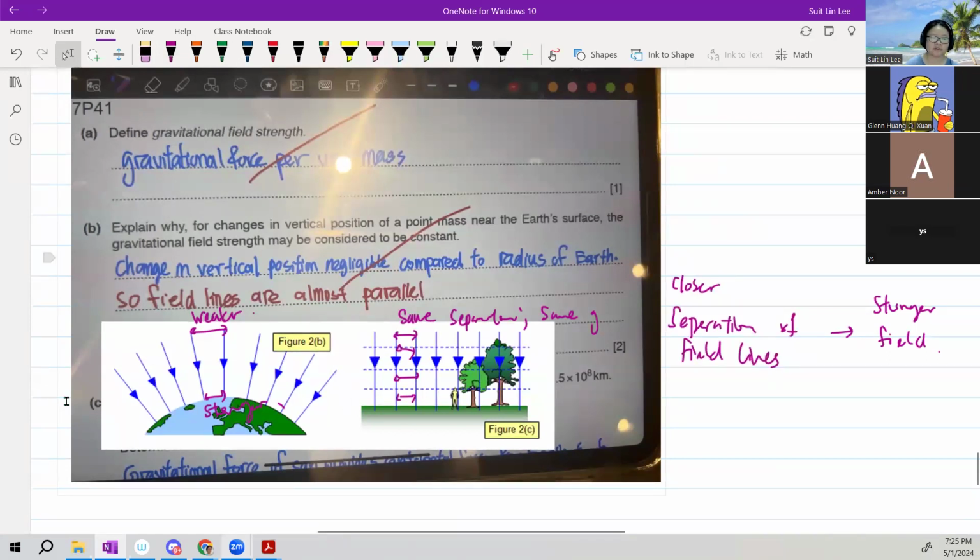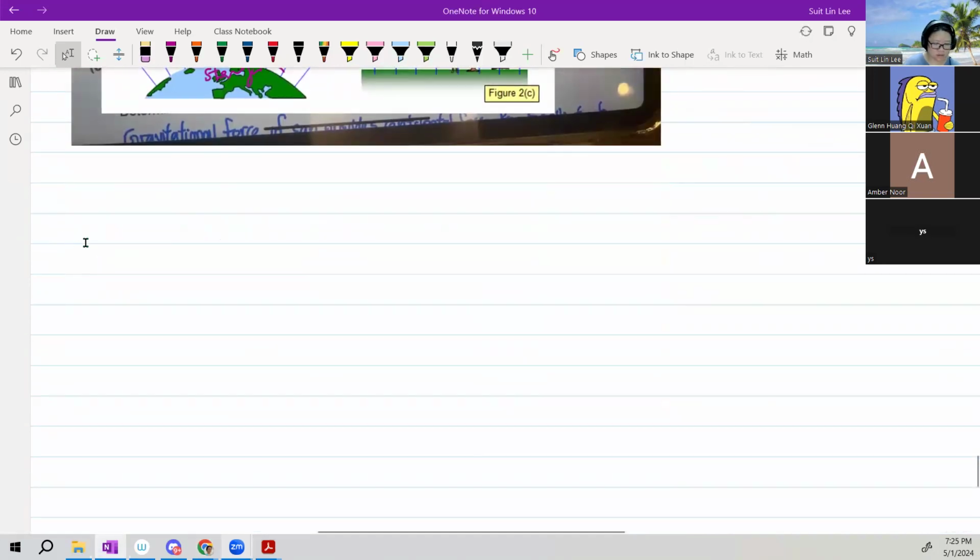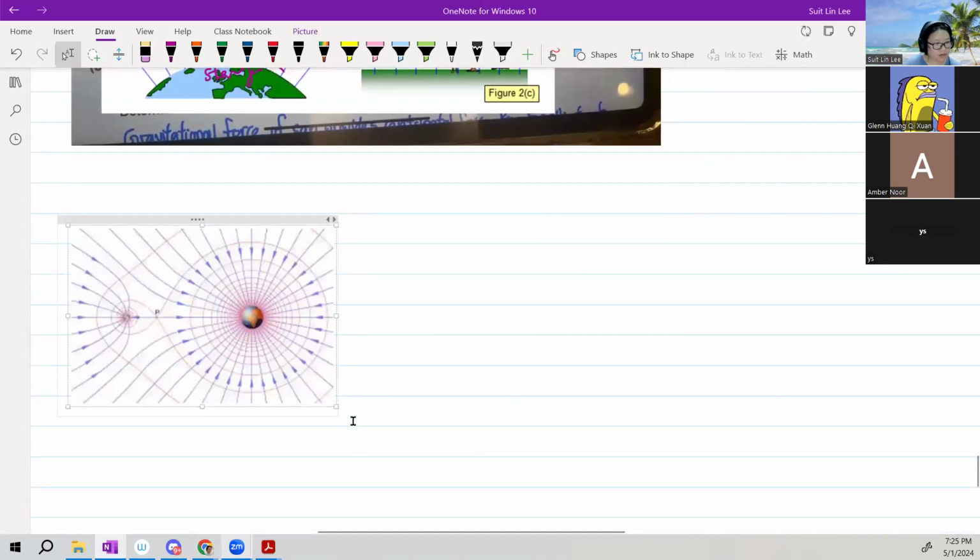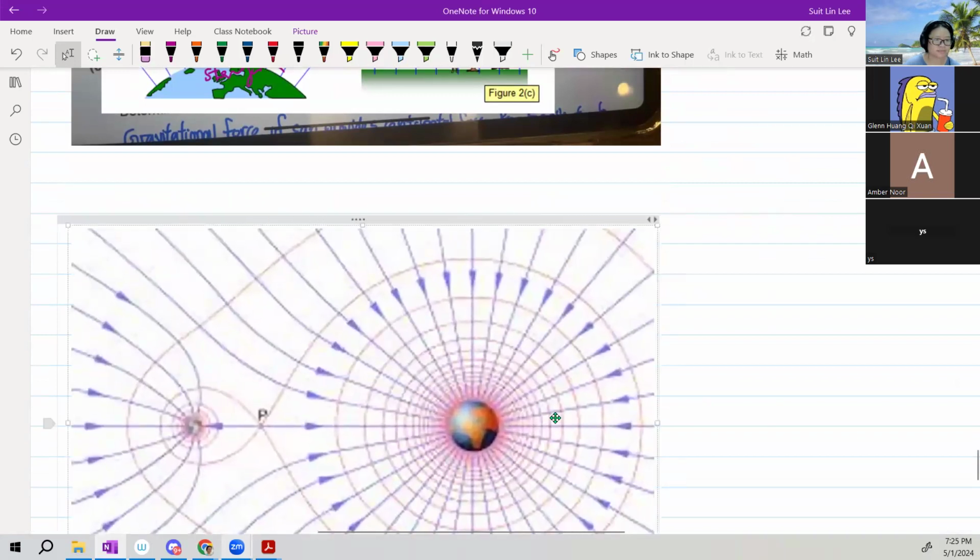The direction of the field line shows you the direction of the force, but it doesn't show you the magnitude of the force. The magnitude of the force depends on how far apart the lines are. The further apart the lines, the weaker the field will be. Right? So let's see if this is a nice picture. Okay, this is a beautiful picture, though not very clear. Let me see if I can get a clearer one.